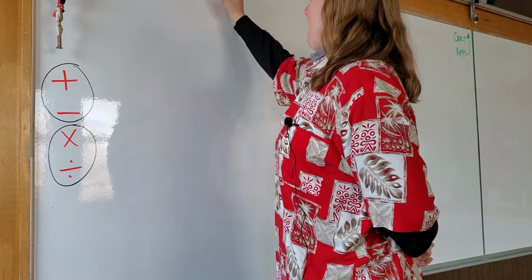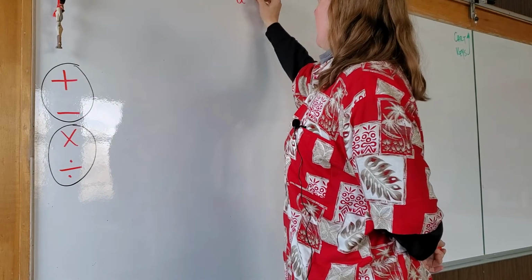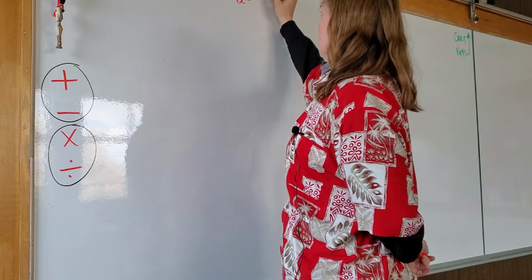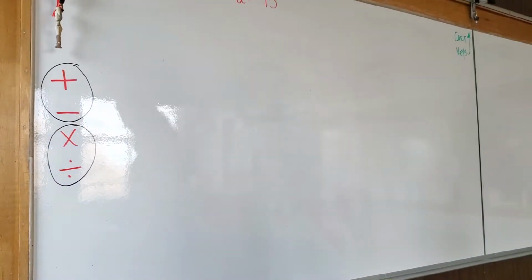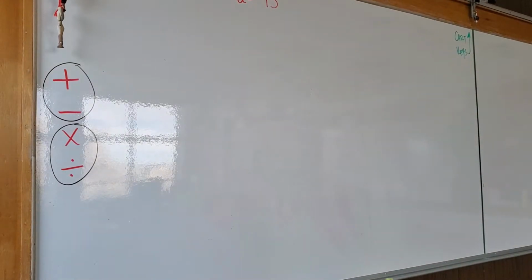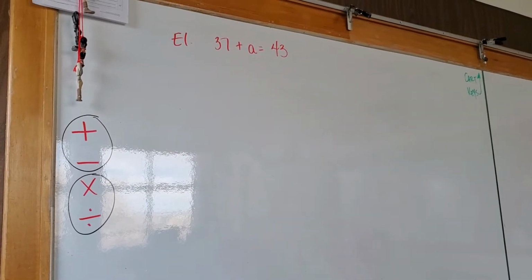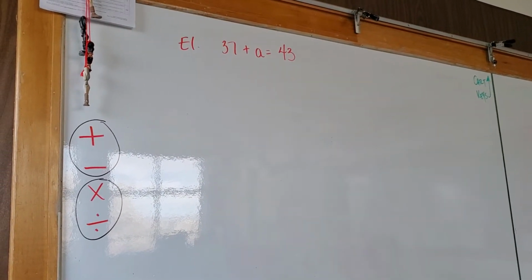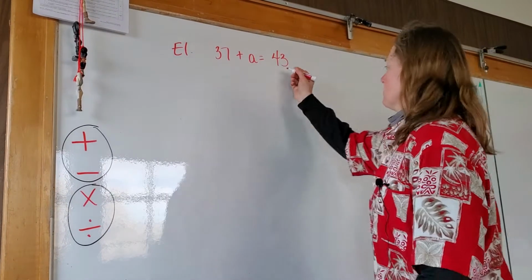Example 1, let's have 37 plus a is equal to 43. Is that big enough for you guys? It might be big enough, but you can't see it. Sorry. We'll try that. Okay. 37 plus a equals 43.